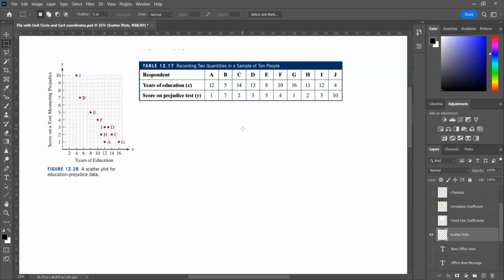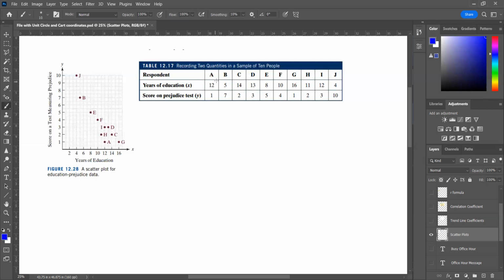And what we've done here is we have called the years of education X, and we have called the score on a particular prejudice test Y. I don't know what the scores mean. That's kind of irrelevant to our discussion. What matters is how we graph that. So the years of education on the X-axis, the score on the test on the Y-axis.